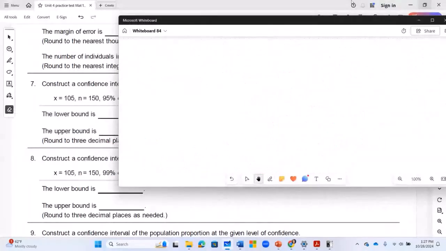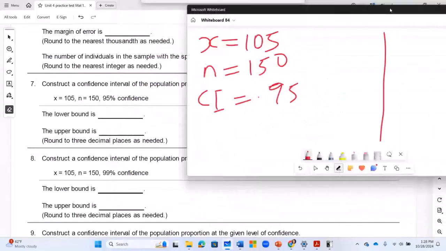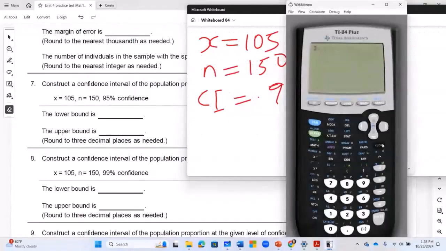Okay, so the question here is, I'm given the number of people who showed up, and the sample size is given to me as 150. I am given the confidence level of 0.95 or 95%. So we are going to do it using a calculator, so I can show you how to quickly calculate a confidence interval without wasting time. I am going to go to the calculator and find the confidence interval for P.